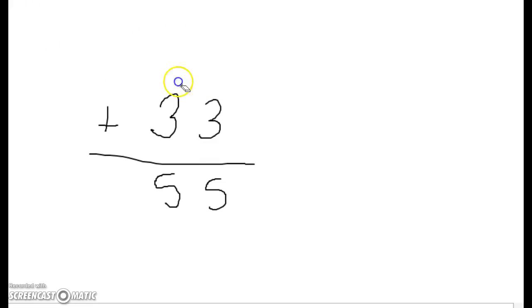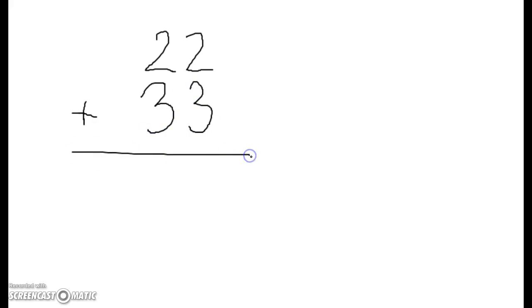So if we do this problem another way, they'll actually be able to see what the numbers are doing. We've got 22 apples. Mom comes home from the grocery store and she's got 33 more apples. How many apples do we have? We don't have 2 plus 3 is 5, 2 plus 3 is 5 apples. We have 22 plus 33 apples.